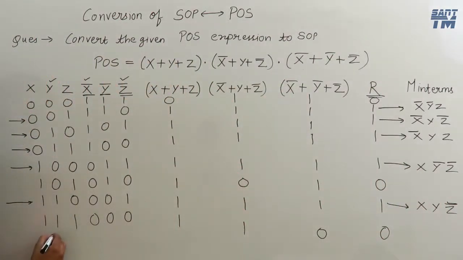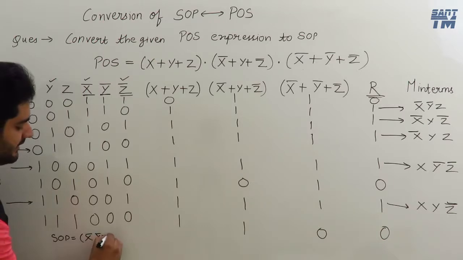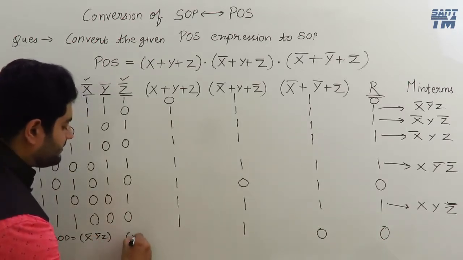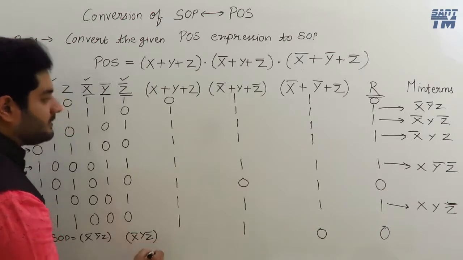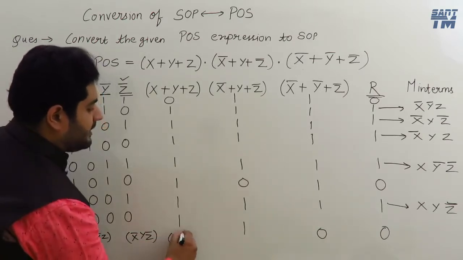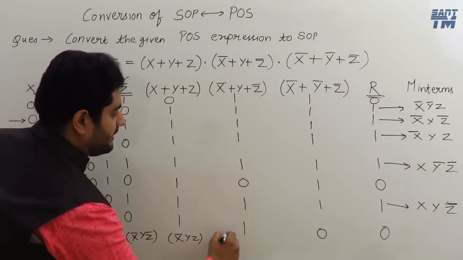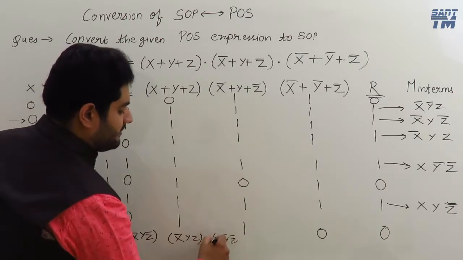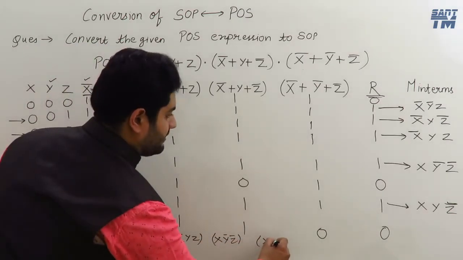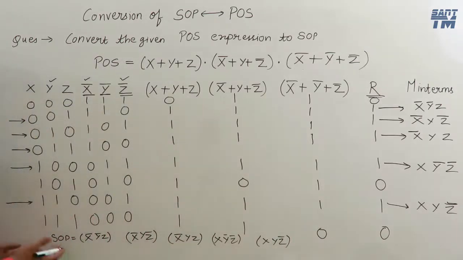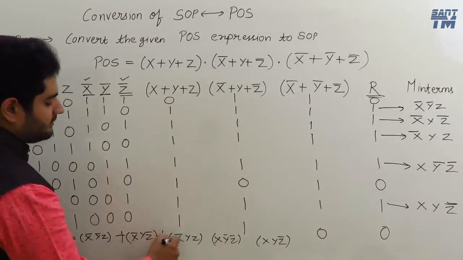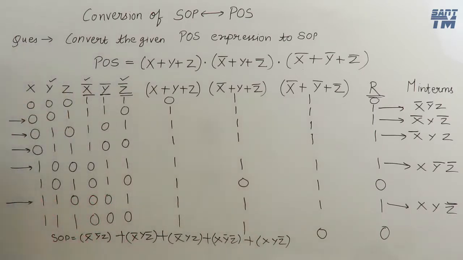Now we have to write the equivalent SOP. SOP is equal to, first write all the minterms: X bar Y bar Z, then X bar Y Z bar, then X bar Y Z, then X Y Z bar, X Y bar Z bar, then X Y Z bar. As we have to write the sum of these products, so put a sum sign here. So this is our required SOP expression. We have converted the POS to SOP.